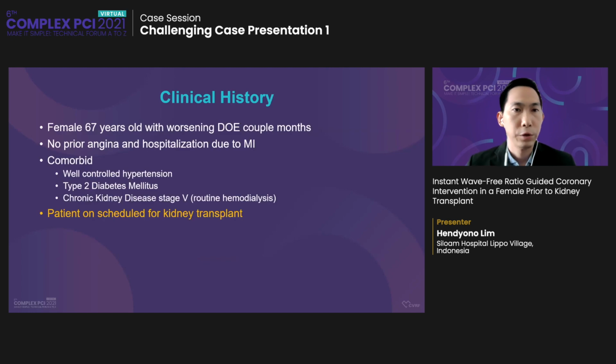Patient female, 67 years old, came to our department with worsening dyspnea on effort a couple of months prior to admission. She denied prior history of angina and also no prior hospitalization due to myocardial infarction. She has a history of well-controlled hypertension, type 2 diabetes mellitus, and also chronic kidney disease stage 5. She is on routine hemodialysis. The point is, the patient is already scheduled for an upcoming kidney transplant procedure.